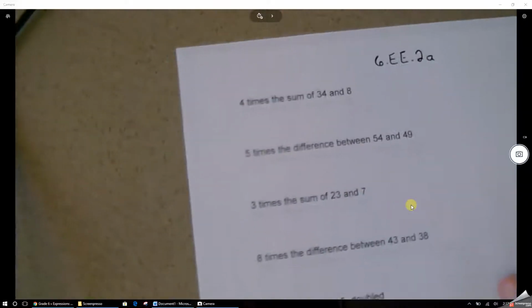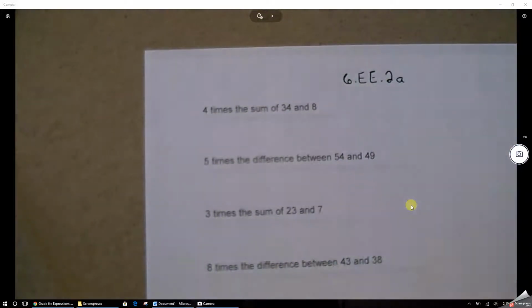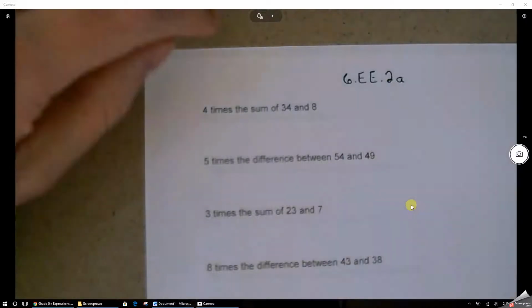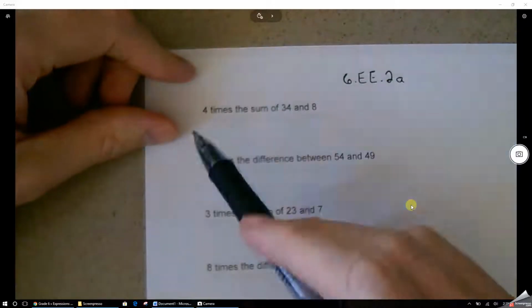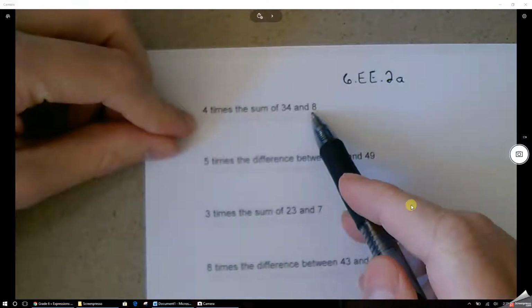Alright, this is a video instruction for 6.EE.2a, which talks about writing numerical expressions based on sentences or words. So I'm going to go through a bunch of examples. I'm going to highlight the words and then try to point out where you're going to use parentheses and where you're not. First problem: 4 times the sum of 34 and 8.